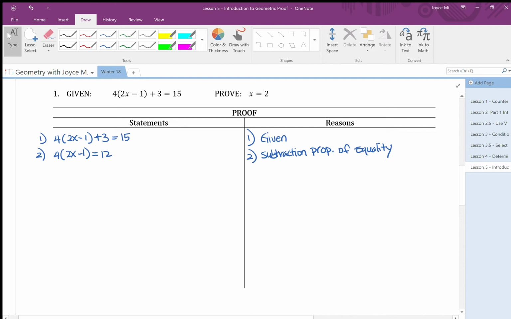If I divide both sides by 4, notice that I would have 2x minus 1 on the left, because I multiply by 4 here. 12 divided by 4 is going to give me 3. I divide both sides of the equation by 4, so this is the division property of equality.